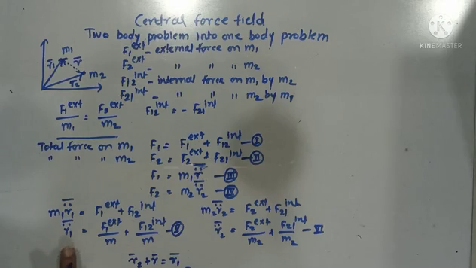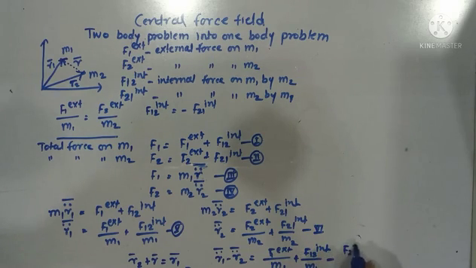So now if I take this R1 minus R2, what I'm going to get is, if I subtract equation 6 from equation 5, R1 double dot minus R2 double dot is equal to F1 external upon M1 plus F12 internal upon M1 minus F2 external upon M2 minus F21 internal upon M2.